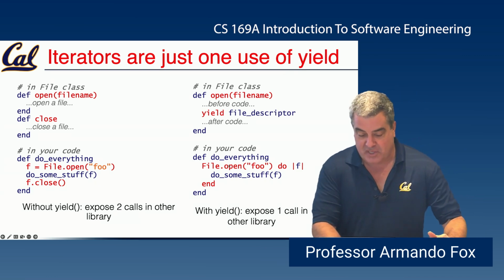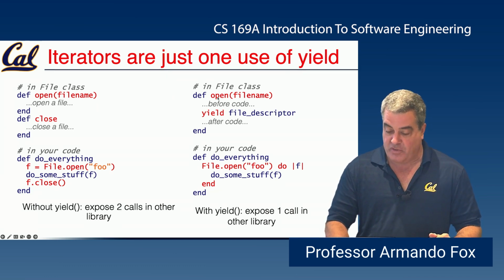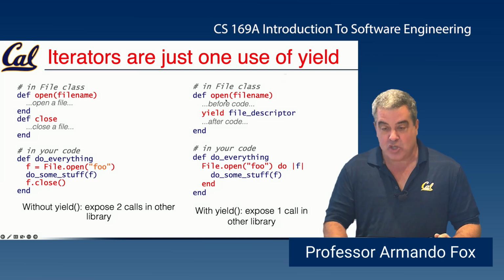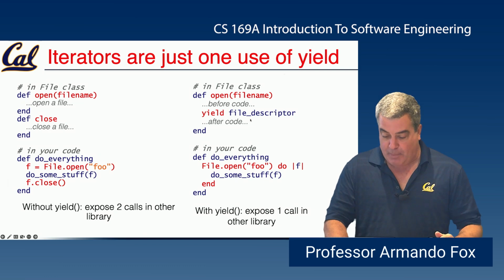So the control flow in this example is I call File.open with an argument foo. Control immediately transfers to the open method. The open method does whatever it needs to do to actually open the file. Then it yields the file descriptor that you can use to operate on it. That means as a result of yield, control is now back here. I am now in the body of my anonymous lambda with this parameter f representing the thing that was yielded.